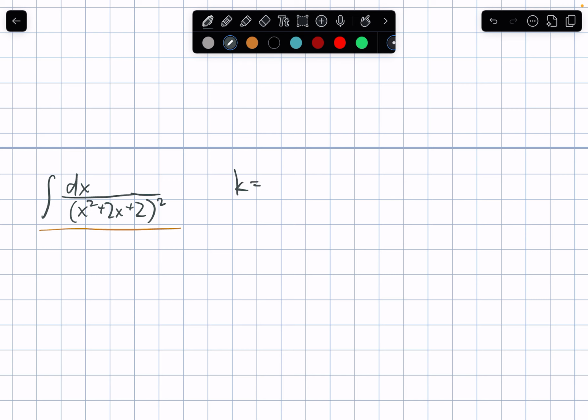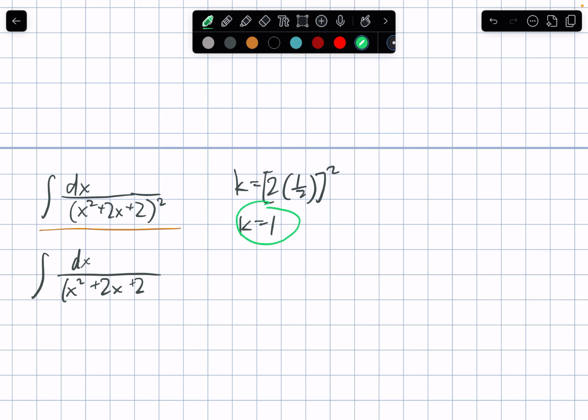So k is going to be equal to the coefficient of the second term, times 1/2, raised to 2. k is equal to 1. As for u, we can't really know that yet. Let's copy the expression, and then plus 2. This is where we put the 1. So we write a plus 1 and a minus 1. Don't forget the raised to 2.